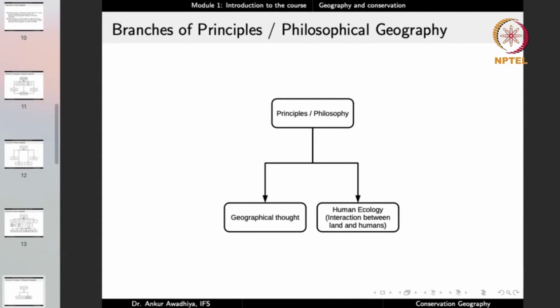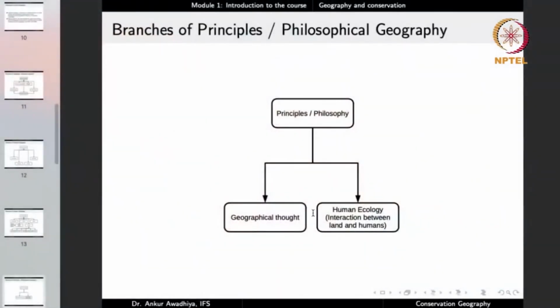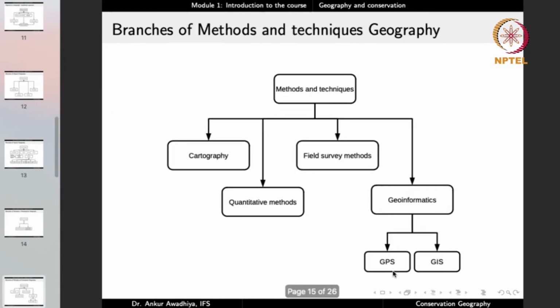In the case of principles of philosophical geography, we have the subfields of geographical thought. How did the geographical thought evolve over time? Because in the beginning there was no geography. How did somebody think that, okay, we should study areal differentiation? How did we come to arrive at two different approaches, that is systematic geography and regional geography? So things like these are studied in geographical thought. Then we have human ecology, which is the interaction between land and humans.